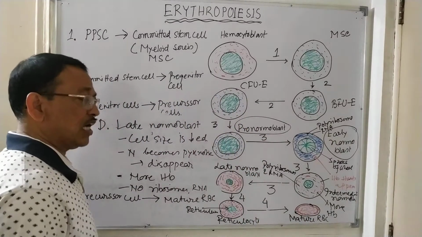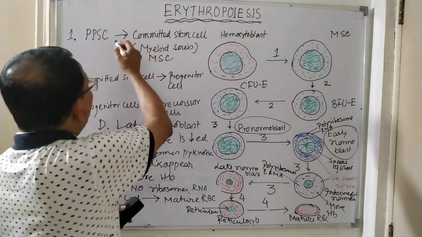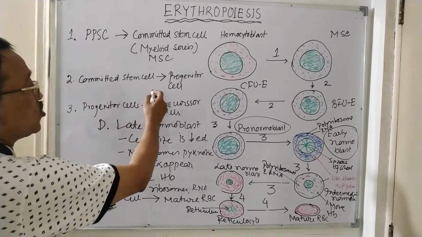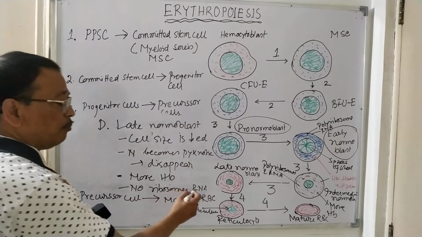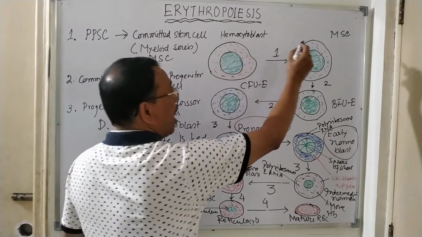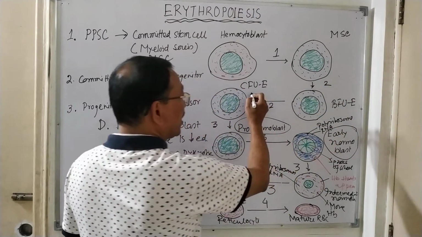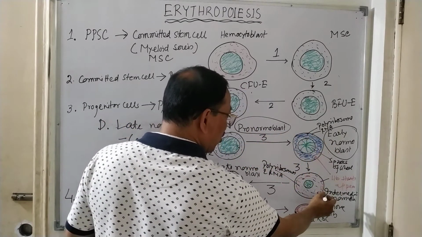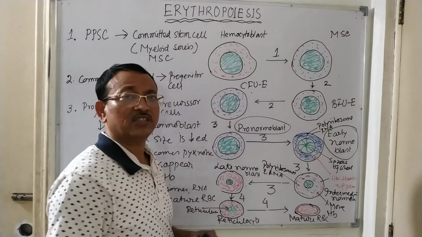So this is how the mature RBC is formed from the hemocytoblast via 4 stages: pluripotential stem cell to committed stem cell, committed stem cell to progenitor cell, progenitor cell to precursor cell, and precursor cell to mature RBC via different steps. Hemocytoblast to myeloid stem cell series, then BFU of the E series, CFU of the E series, then pronormoblast, early normoblast, intermediate normoblast, late normoblast, reticulocyte, and mature RBC.